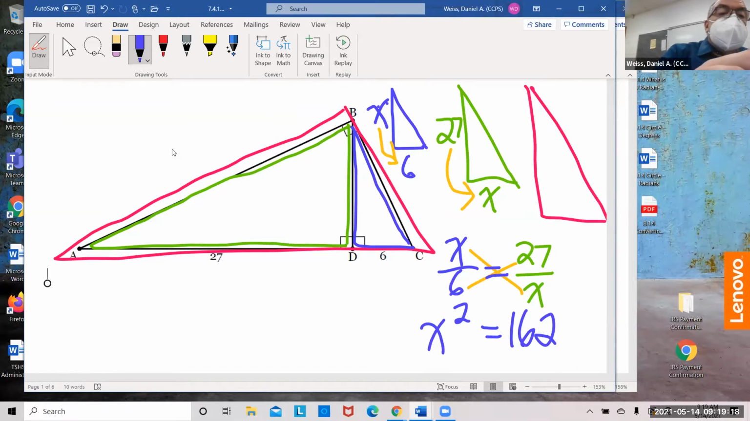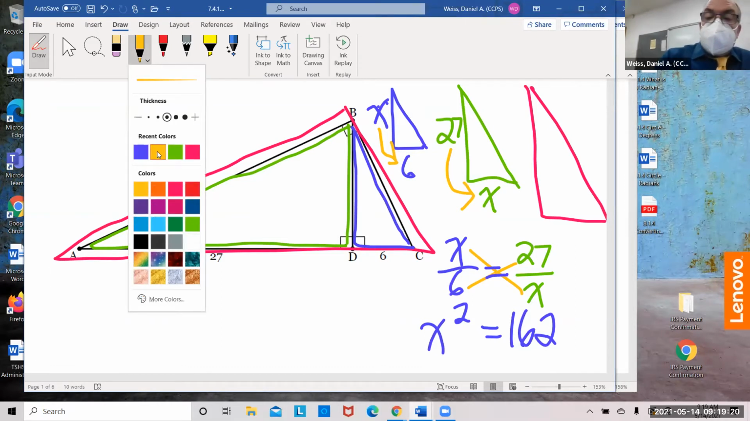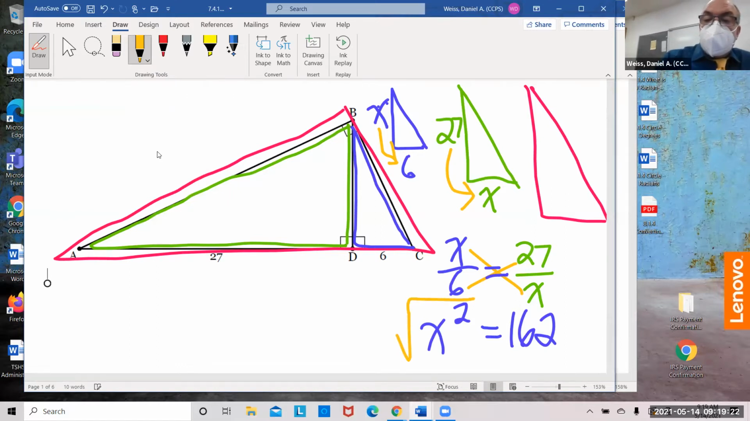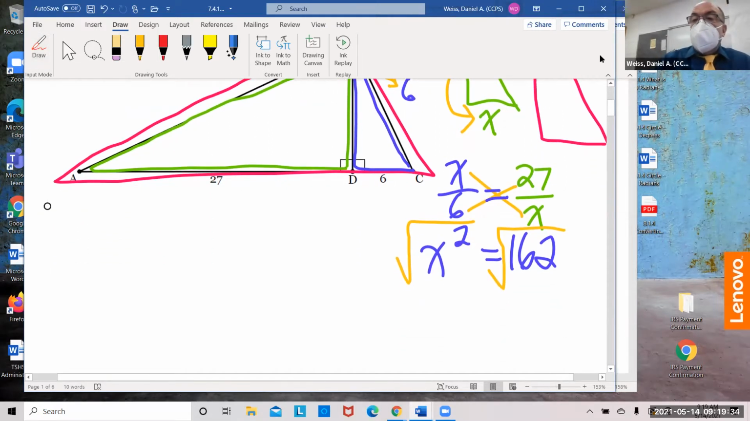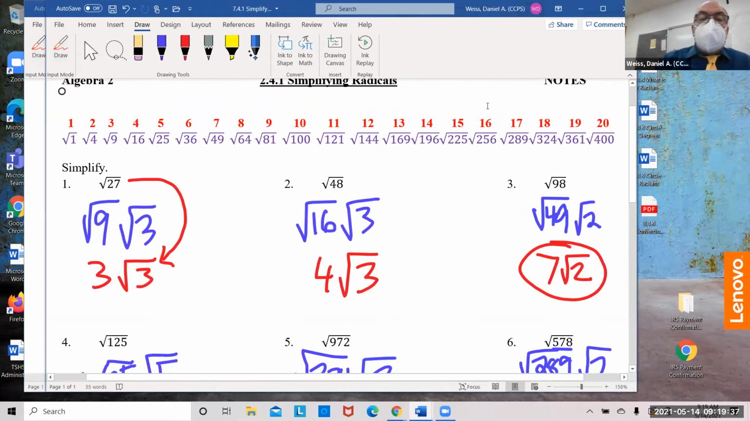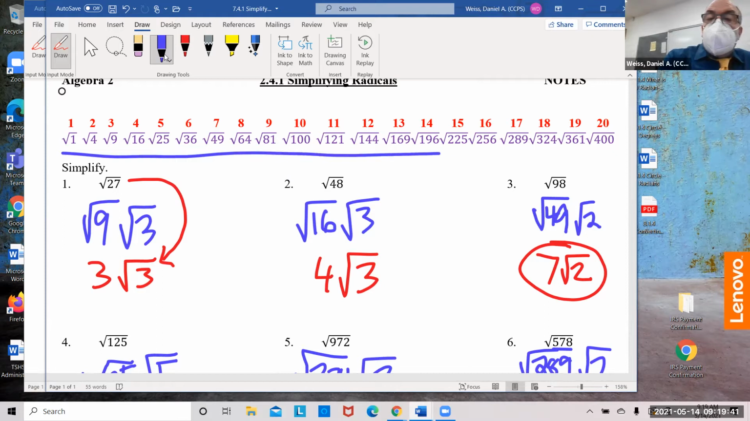I want to know what X is. So to find X, I'm going to take the square root. All right. What's the square root of 162? And today, what you have to do is simplify the square root. Oh, man. So I need to find one of these perfect square roots that goes into 162. I'm going to use 81.